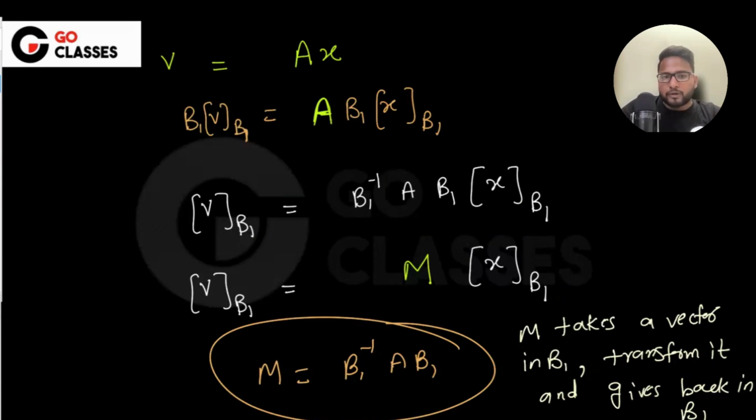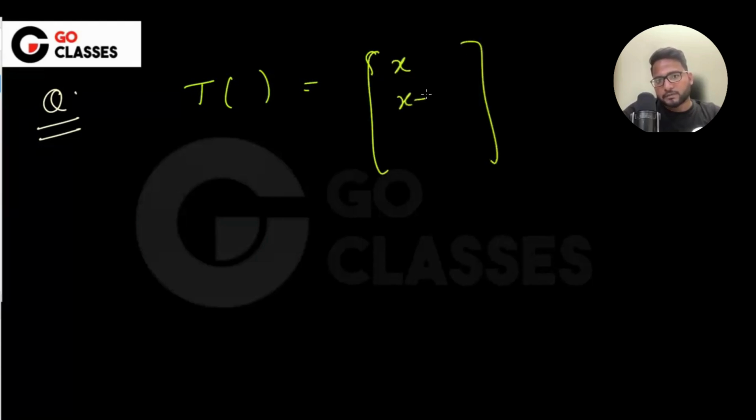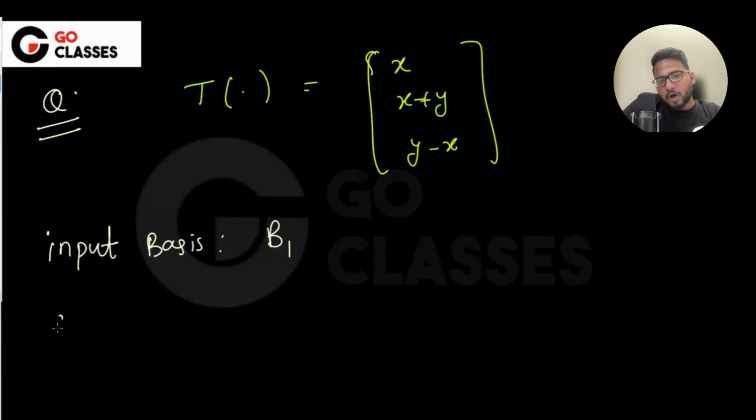So let's just do one quick example. Let's suppose there is some transformation. Let's not even worry about this transformation, which means it could be anything: x plus y minus x, or anything. Let's just only worry about input and output basis. Let's suppose there's an input basis which is B1, and there's an output basis. Now let's suppose this time this is different. Let's suppose this is B2.